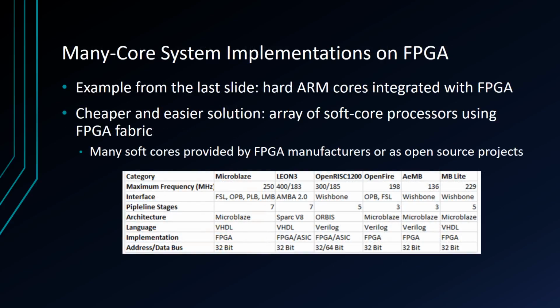Next I looked at the implementation of many core systems onto an FPGA. One example of that could be the one from the last slide. Another very popular cheap alternative today is simply using an array of soft core processors using the FPGA fabric. Many of these soft core processors are actually provided by FPGA manufacturers or just as open source projects. Here on the slide, you can see a table with some of the more popular soft processors today. MicroBlaze, for example, is one Xilinx includes with their boards. And some of these other ones are very popular open source alternatives.